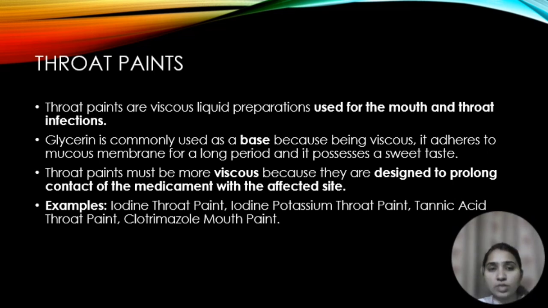So next monophasic dosage form is the throat paint. What is meant by throat paint? It is mainly a viscous liquid preparation used for mouth and throat infection. Since it is viscous, we use glycerin in this throat paint, because it is used as a base, and being viscous, it adheres to the mucous membrane for a long period of time, and it possesses a sweet taste. Throat paints must be more viscous because they are designed to prolong contact of the medicament with the affected site or area. What are the examples of throat paint? Iodine throat paint, iodine potassium throat paint, tannic acid throat paint, and clotrimazole mouth paint.